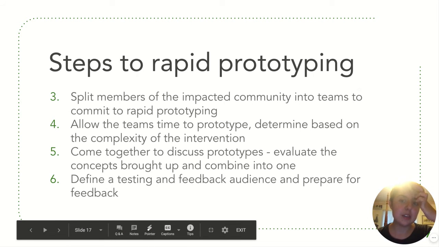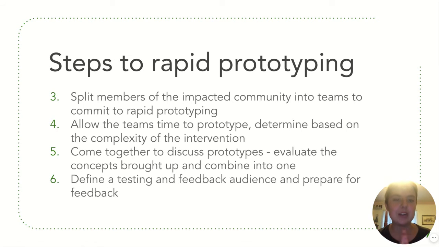And next, you're going to work to split members of the impacted community into teams and commit to rapid prototyping. Now, you don't need to do this, but this stage could allow you to gain multiple iterations of what this prototype could look like, and again, gain multiple feedback areas from different people. So, something to try. You can allow the teams time to prototype and determine based on complexity of the intervention.